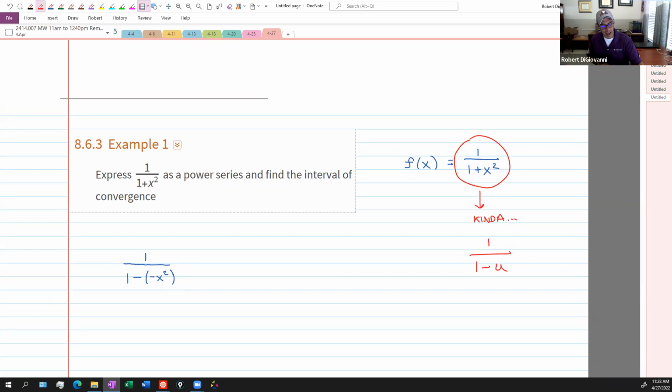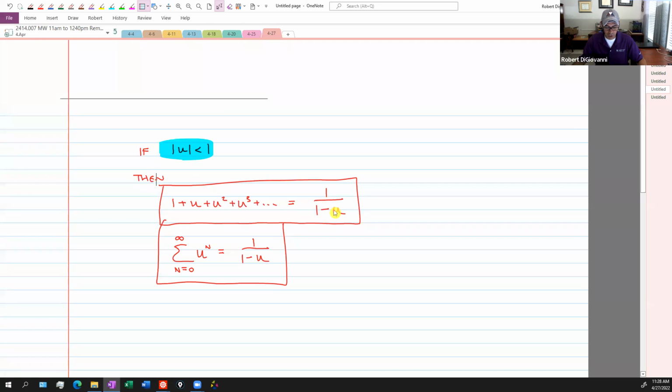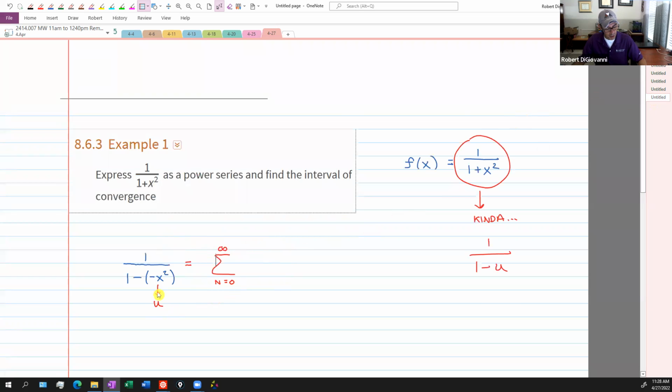And then if I do that, I could say this in here is like my u, right? So this should be equal to the sum n equals 0 to infinity of, what was the formula? I just wrote it down. 1 over 1 minus u is equal to the sum n equals 0 to infinity of just u to the n, right? u to the n. So for us, u is actually negative x squared, to the n.